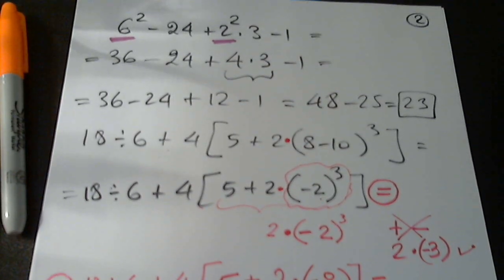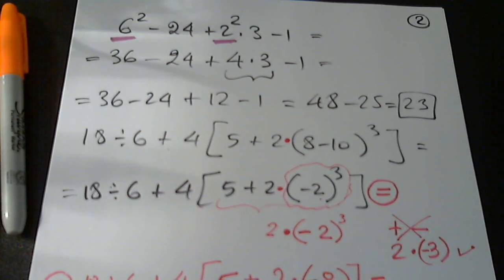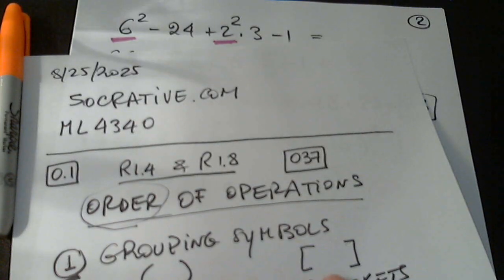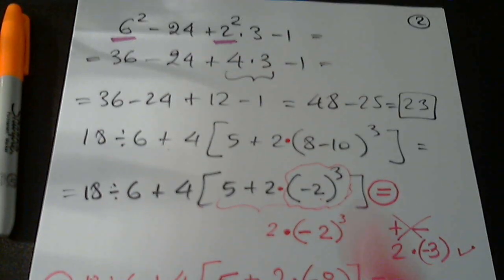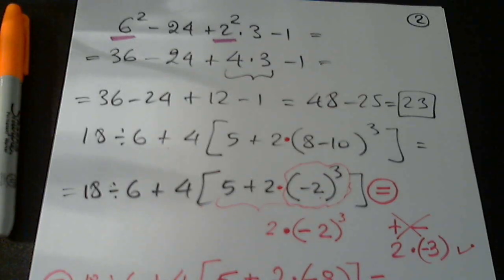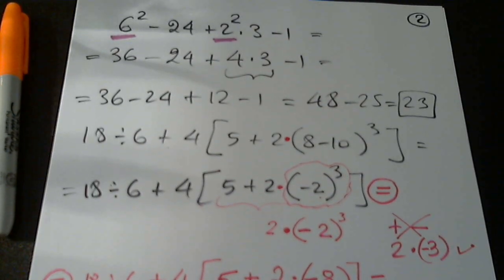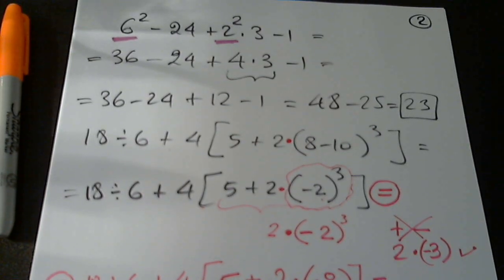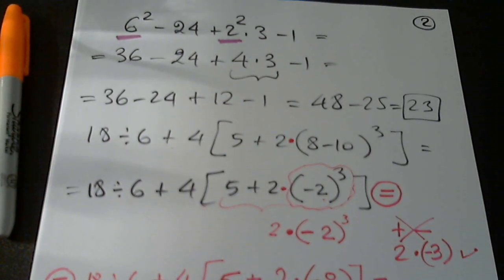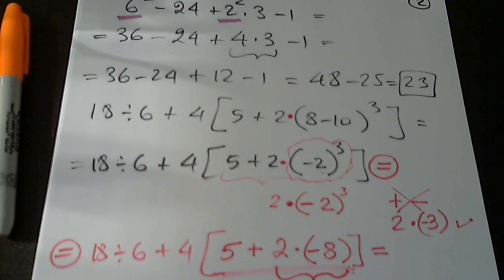Good. Now, I finish the power. What operation do I have to perform in order to eliminate brackets? Multiplication. Yes. I have to perform this. I copy everything else. 5. How much is 2 times negative 8? A positive times negative, negative 16. Excellent. One more step to get rid of this. 5 minus 16. Negative 11.